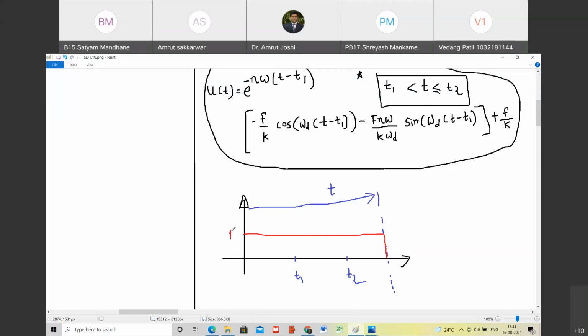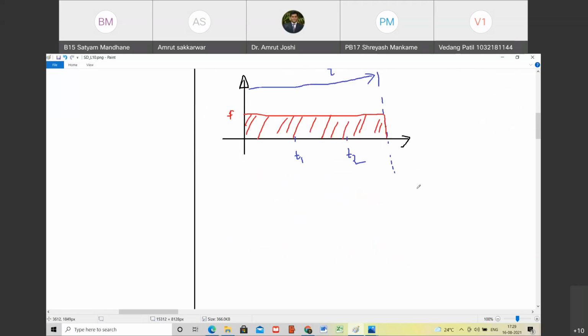Yes, sir. This whole thing will be the load. Are you with me? Yes, sir. But after t2 this load is not there. Do you agree with me? Yes, sir. That means from the response of the SDOF system to this kind of load, I will have to subtract the response of the same SDOF system to this load.